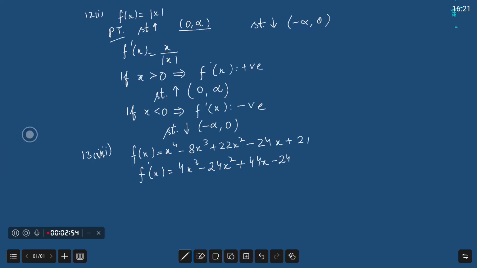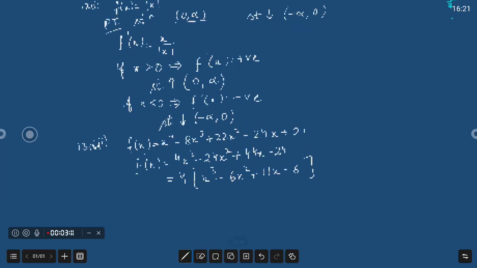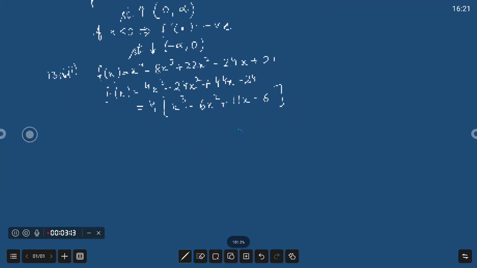4 is common amongst all of them, so you take 4 out. So what is left out? x cube minus 6x square plus 11x minus 6. Basically you need to factorize to find the critical points. So that's why we are doing this. Now this is a cubic polynomial. How do we factorize that?